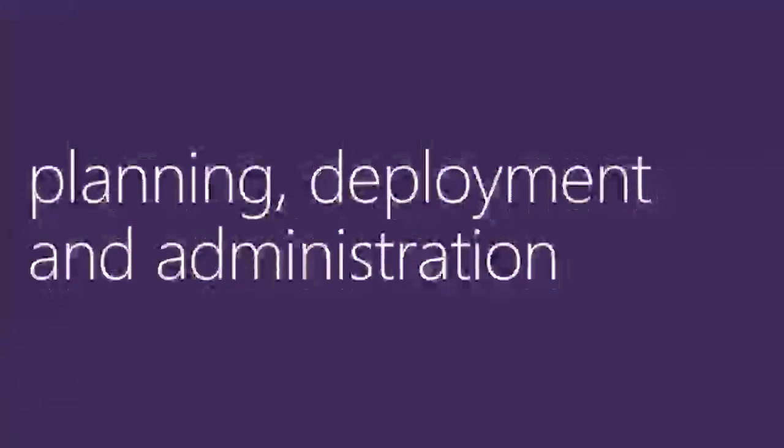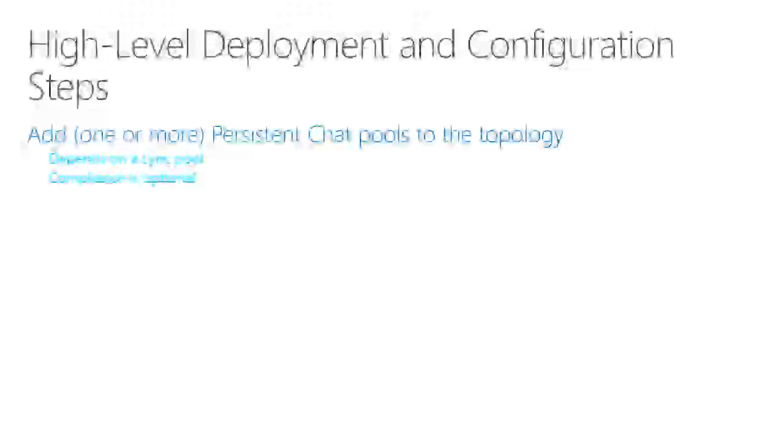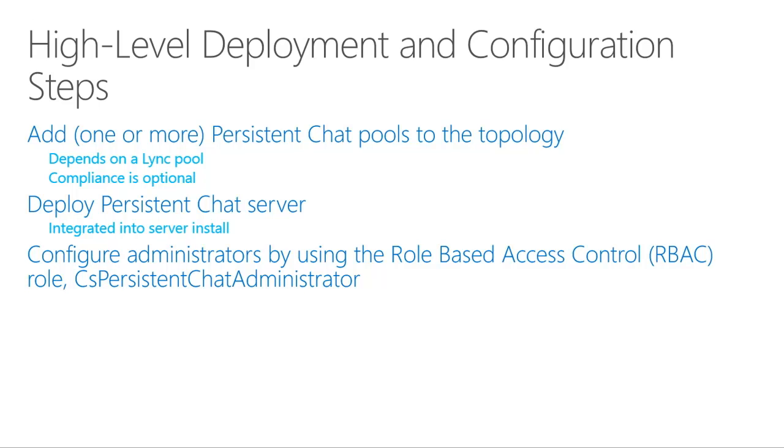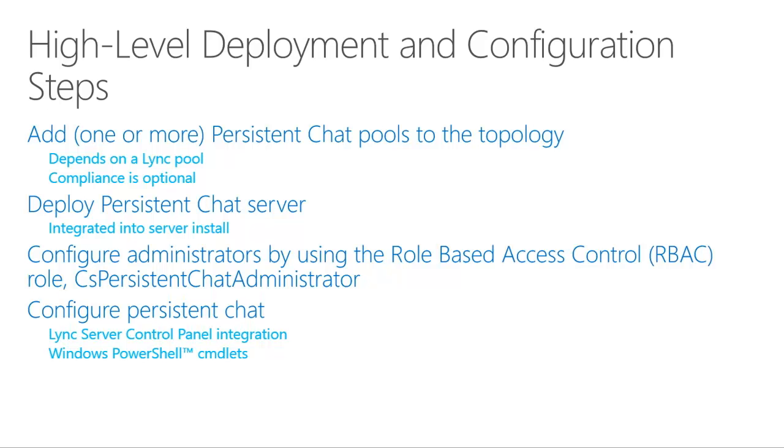From a planning, deployment, and administration perspective, these are the steps that an IT admin would need to go through to configure pchat. First step is add the pchat pools to the topology, and again, it depends on a Lync pool, so you have to have a Lync pool first, and compliance is optional. You'd add that role. Then you would deploy persistent chat server, and that's integrated into the server installer. And then you would configure and administer the users that are allowed to access pchat through RBAC, the role-based access control in Lync server. And then you would configure persistent chat through the control panel and through PowerShell commandlets.